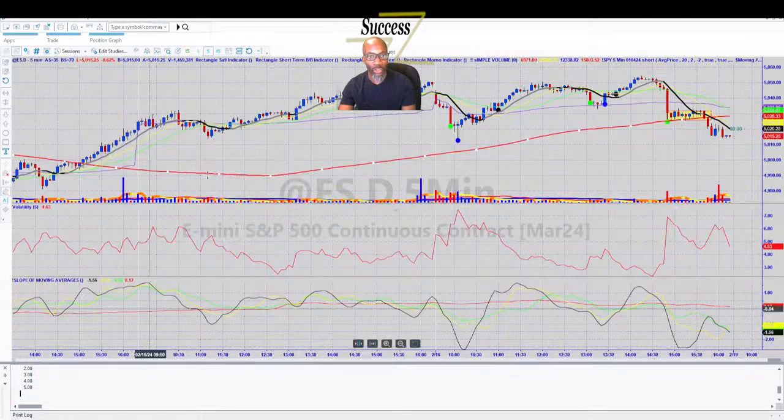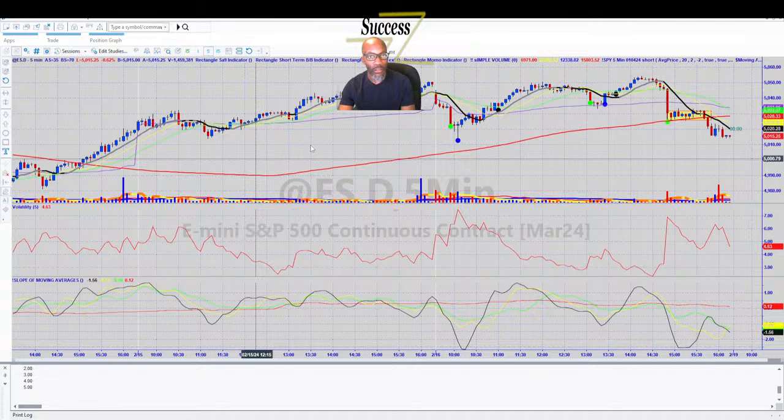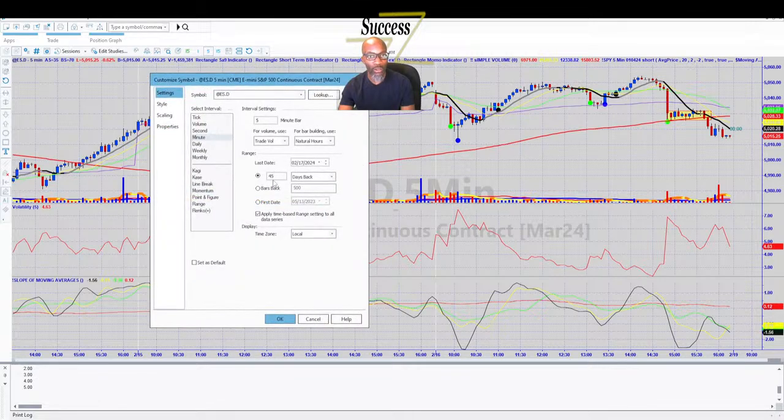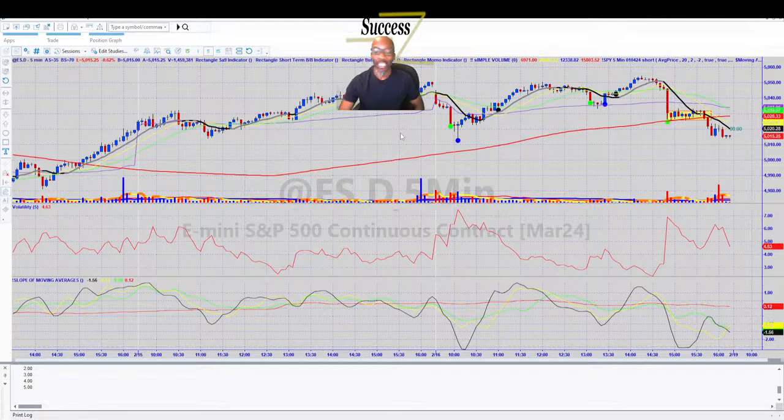So we got 5 entries, and this is a chart window of how long? 45 days. Man, it's not a lot of entries for 45 days. Again, we're on the 5-minute time frame.